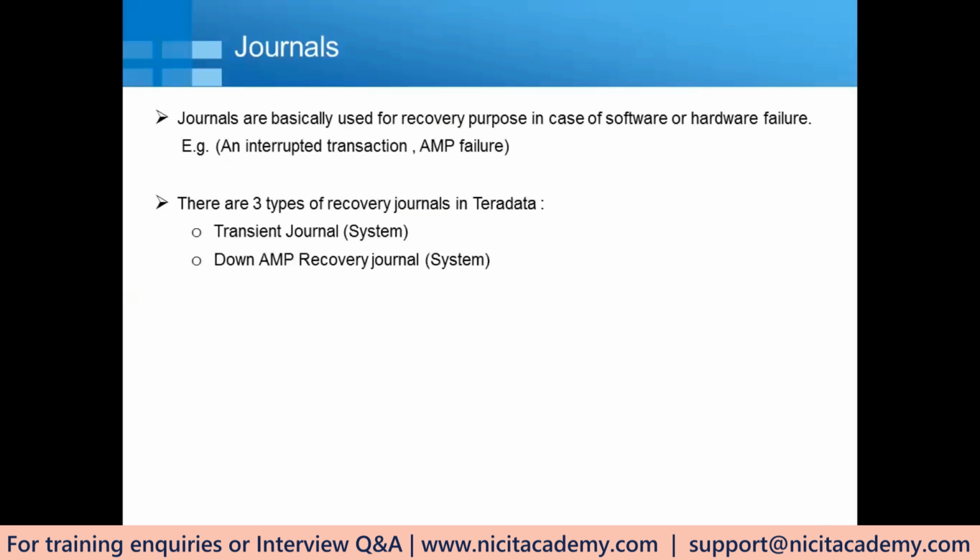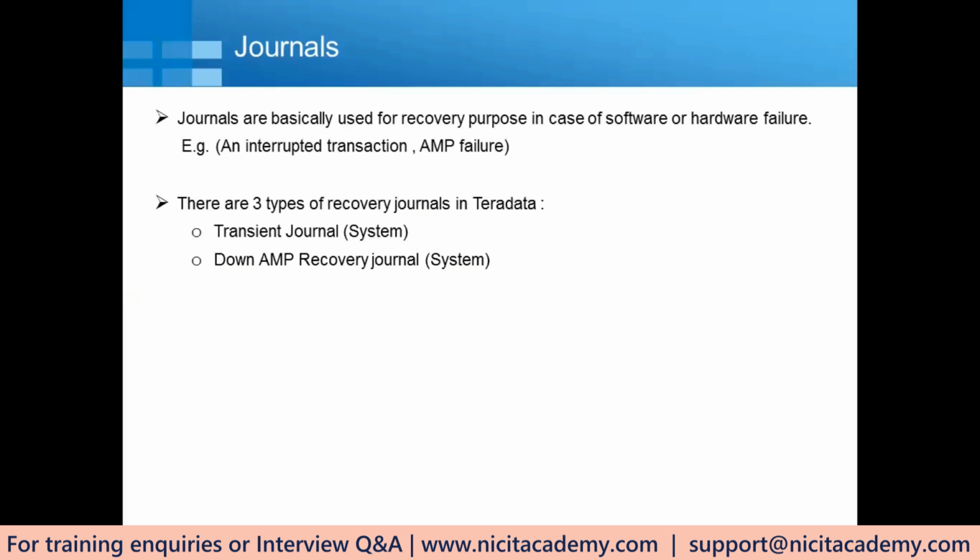The next one is called the down AMP recovery journal. This is also maintained by the system. Whenever you are maintaining a fallback table, you know fallback, right? Fallback means protection against AMP level failure. If you enable fallback, then if any one of the AMPs fails, the recovery will be maintained in another AMP, like another image. This is called the down AMP recovery journal.